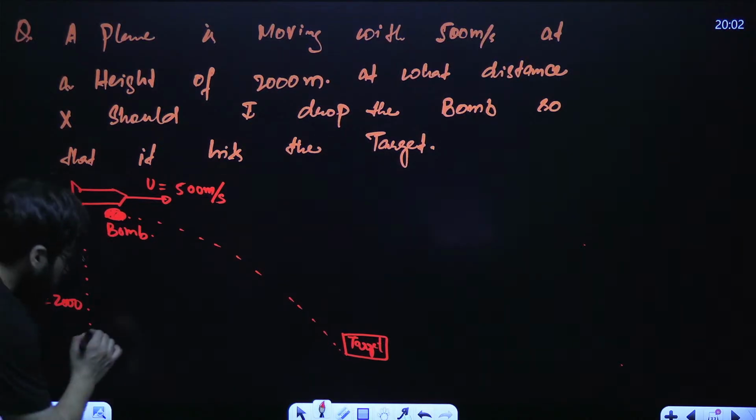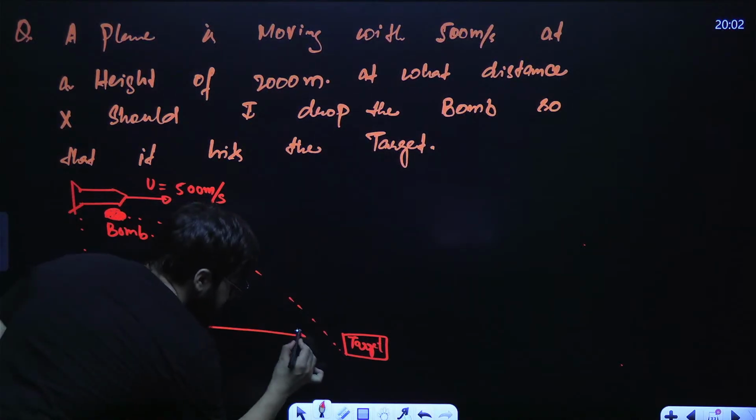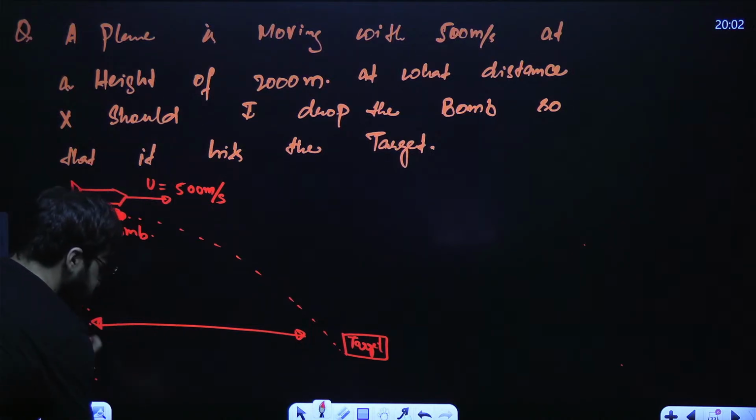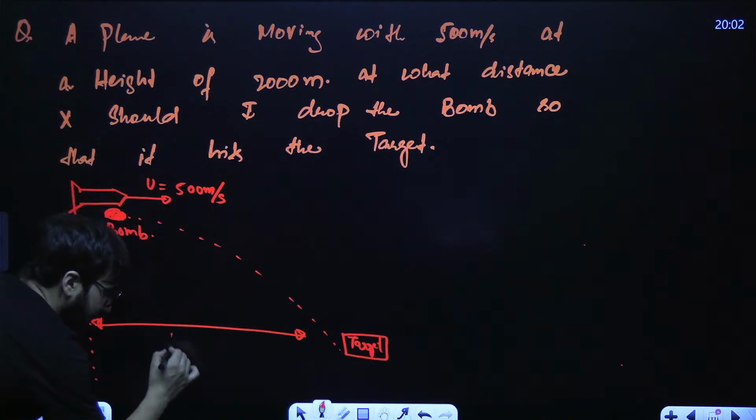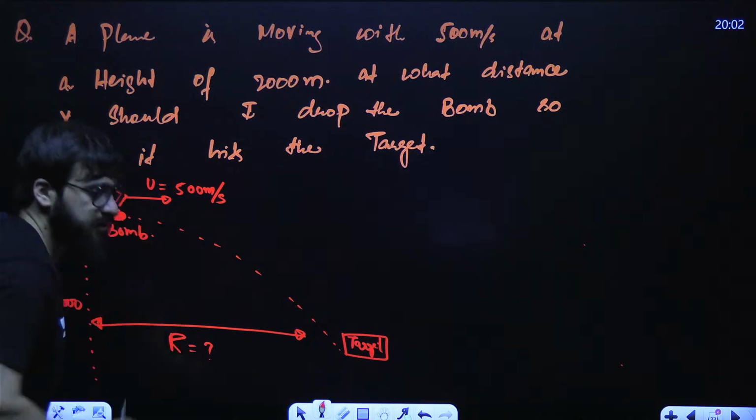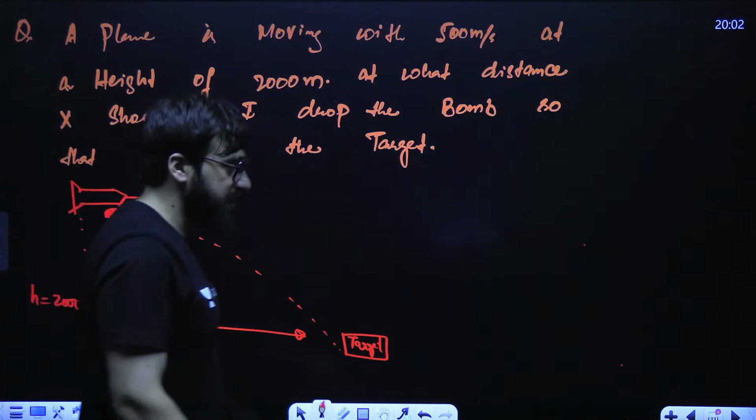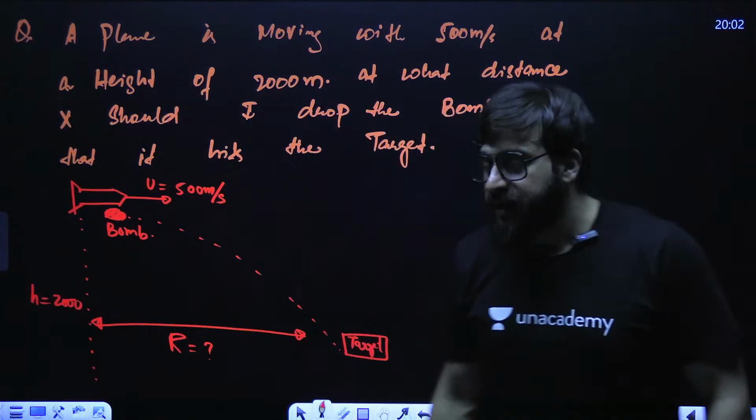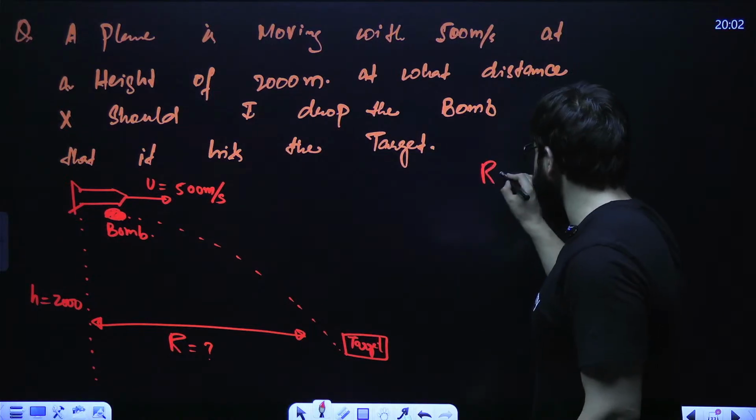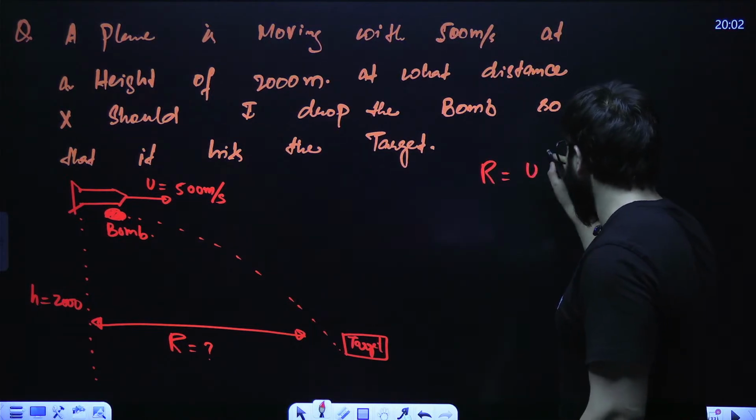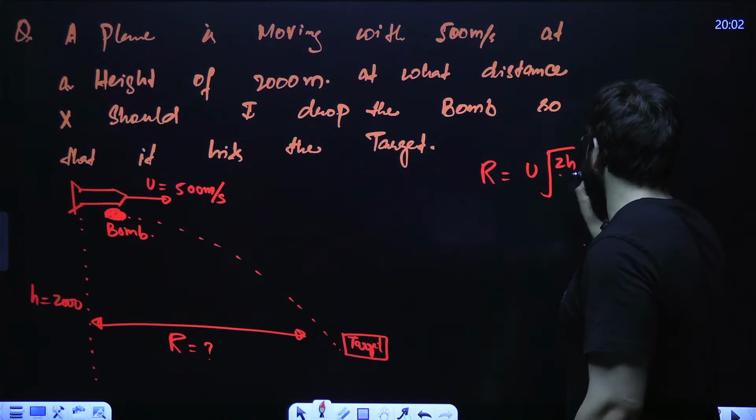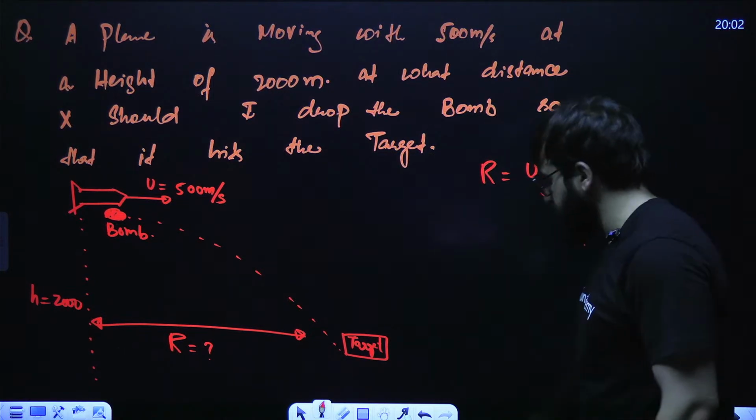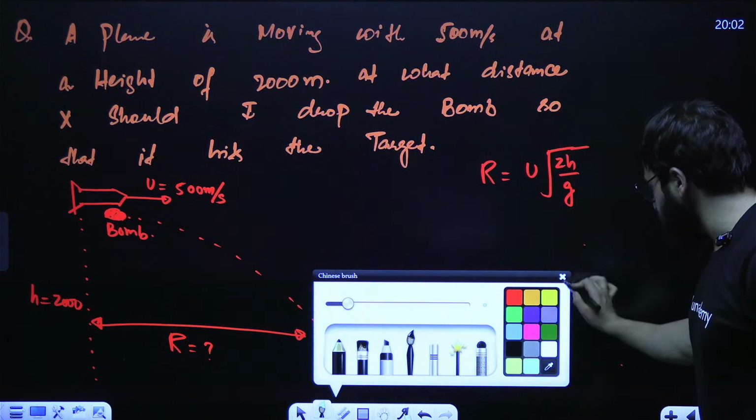So we are supposed to find at what distance it should basically leave this bomb. So kind of we are supposed to find the range over here. What is the range of this projectile? Okay. So how to find the range of the projectile, sir? When it comes to the range, we say U under root of 2H divided by G. Everything is given in this particular case.